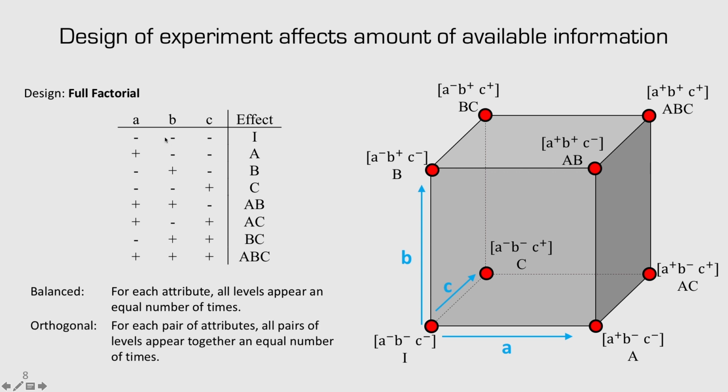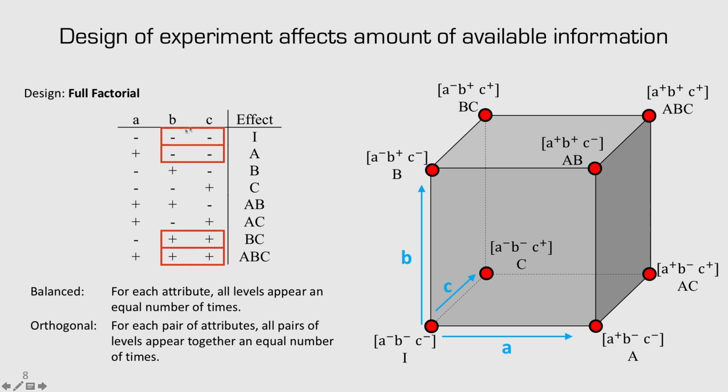It's also orthogonal. Orthogonal means for each pair of attributes, all pairs of levels appear together an equal number of times. So let's look at the combination of just A and B. In this case, A and B are the same 4 times. Here they're both negative, here they're both negative, and then they're both positive here and here. They're also opposites 4 times. Positive, negative, positive, negative, positive, negative, positive, negative. So there's an equal number of times that they're the same and opposite.